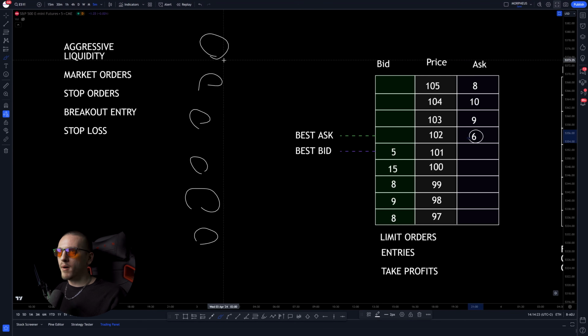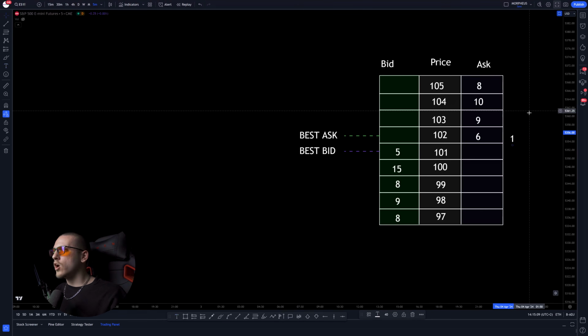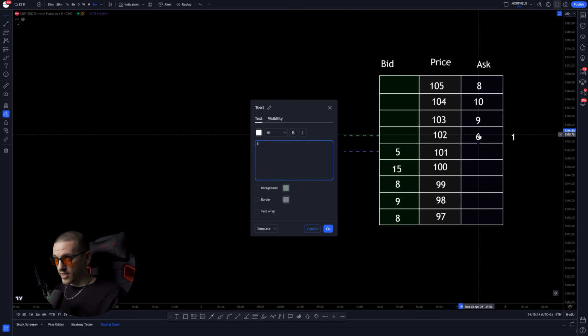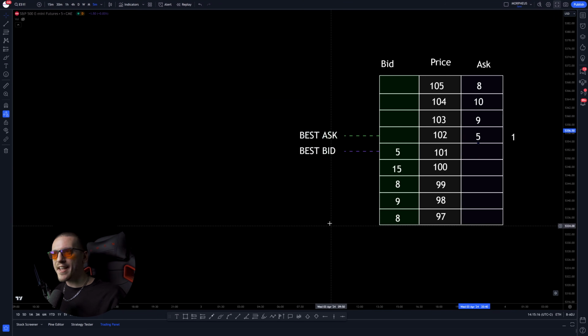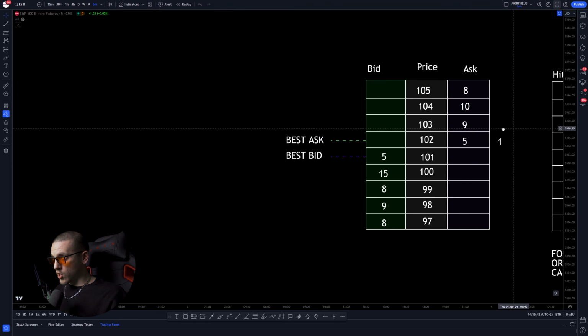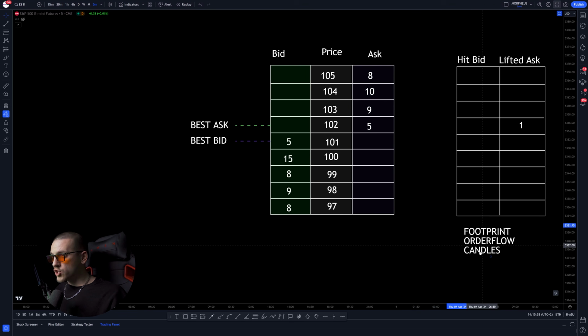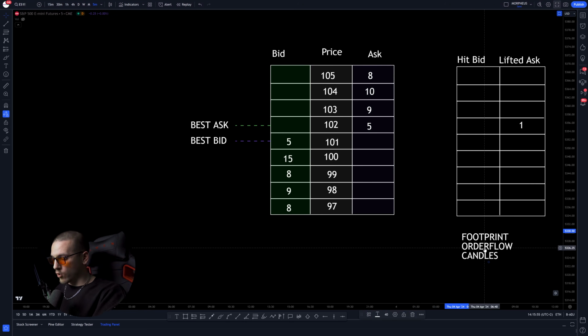Why? Because if you're buying and you want to buy now, the first contract available for sale at the best price you can get is right here. So let's say you buy one contract from here. This 6 will become 5 contracts. You just ate one contract that was in the order book. So this, which is the last price at which at least one order has been executed, is the current price. Now, we're gonna take this contract and save it as a reminder in this other table here, which is what we're gonna call a footprint or an order flow candle.